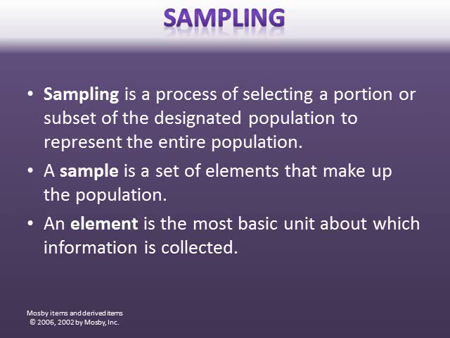So let's talk a little bit about what sampling is. Well, sampling, again, is defined as a process of picking out a portion or a subset of a larger designated population. And there's an attempt made to try and understand the extent to which this subset, the sample, actually represents that entire population. Now, a sample is made up of elements of that population. That's the basic unit about which information is actually collected.